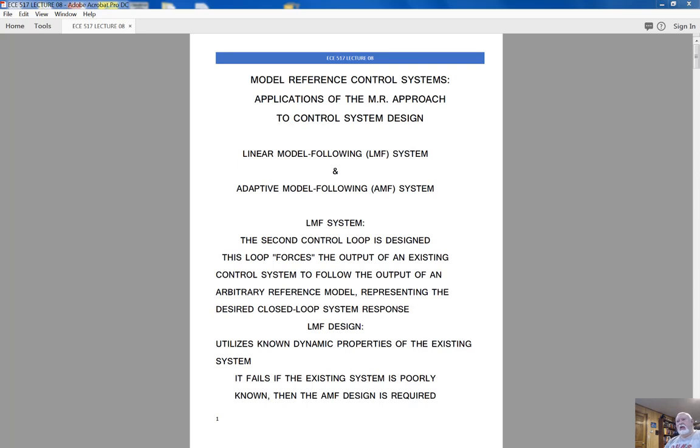Now we will talk about model reference control systems. We will talk about the application of this approach, the model reference approach, to control system design. We have two issues. The first issue is building a linear model following system. And the second issue is building the adaptive model following system. Both issues are actually two stages of the model reference design.